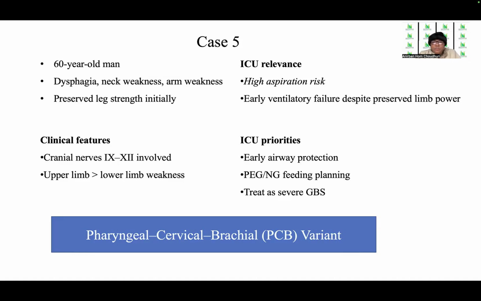So the early ICU priorities would be early airway protection. We should plan for a PEG or NG feeding planning because of the high aspiration risk, and we should treat them as severe GBS.